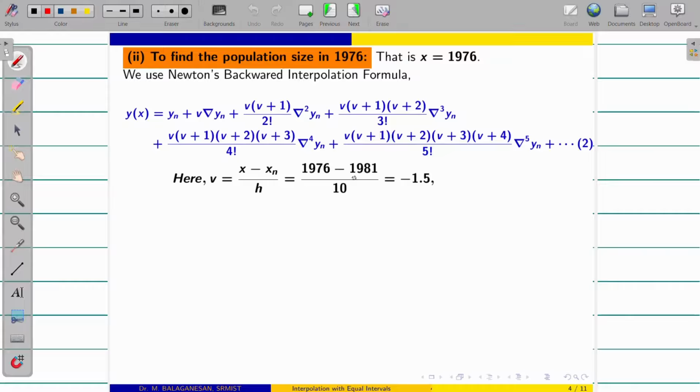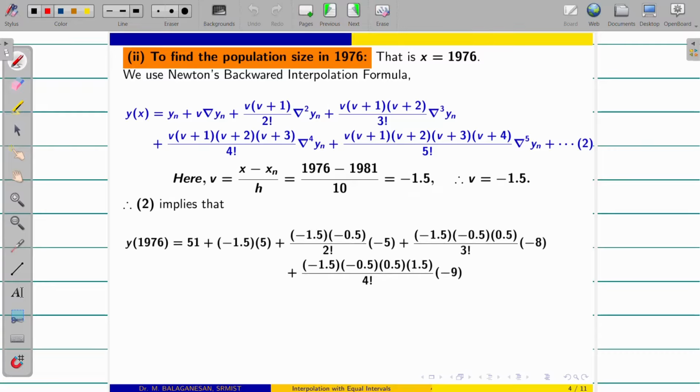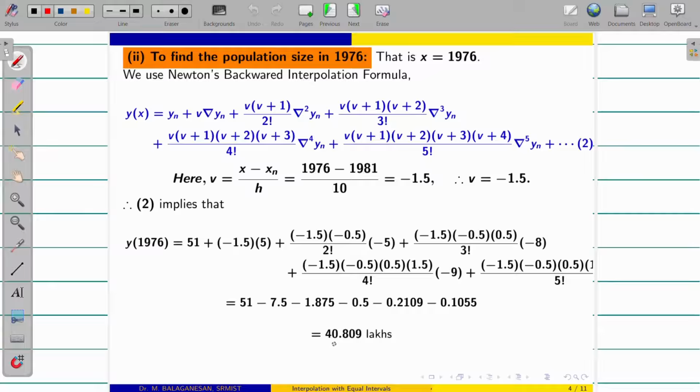Now 1976 minus xn value. X naught means the first value of x, and xn is the last value of x. X is whatever we have to find, 1976. Then it is 1 minus 1.5. Substitute the value in the above one and simplify the problem. This will be the final answer, 40.829. This is the population size at x equal to 1976. Then if you find the difference between both, we can get the population increase.